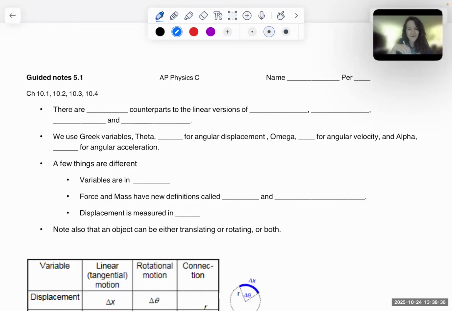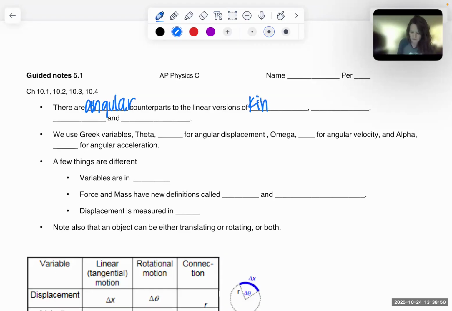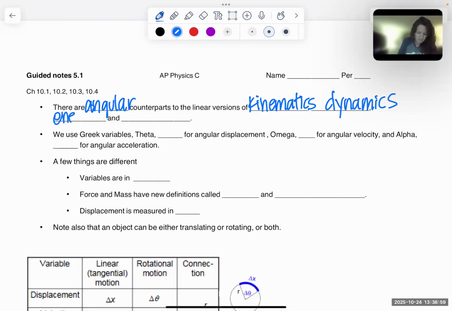Hi, we are now going to start Unit 5, which is all about rotation. So let's get right into it. There are angular counterparts to all of the linear versions of the stuff that we've been learning about so far this year. So linear versions of kinematics, dynamics, energy, and momentum. And that's why this unit is placed where it is right now, because we needed to know all about all those other things in order to apply the rotational counterparts to all these different things. So essentially we'll have things rotating, but apply very similar things.